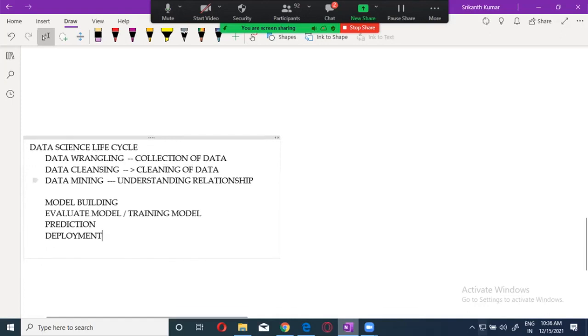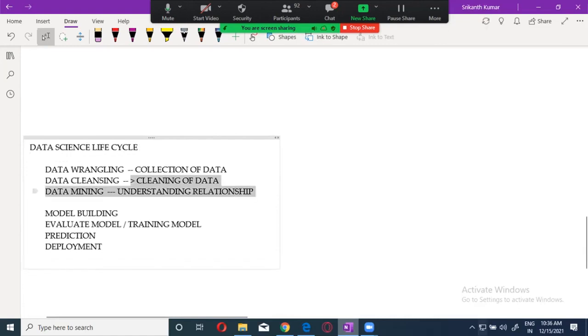Now, this is the first part. This is the second part over here. If you check it out, this part is the first part, guys. This is the second part. Now, the first part, we have seen completely with an example. That is, we collected the data with an application. We cleaned the data. We analyzed the data. We got an understanding there. Now, the next one is, what is model building? What is evaluating the model? What is the prediction? What is the deployment?